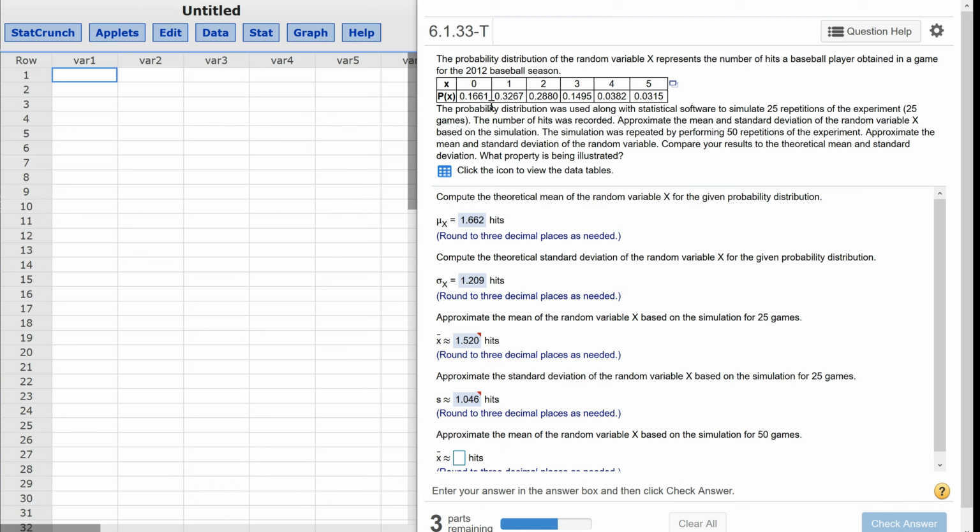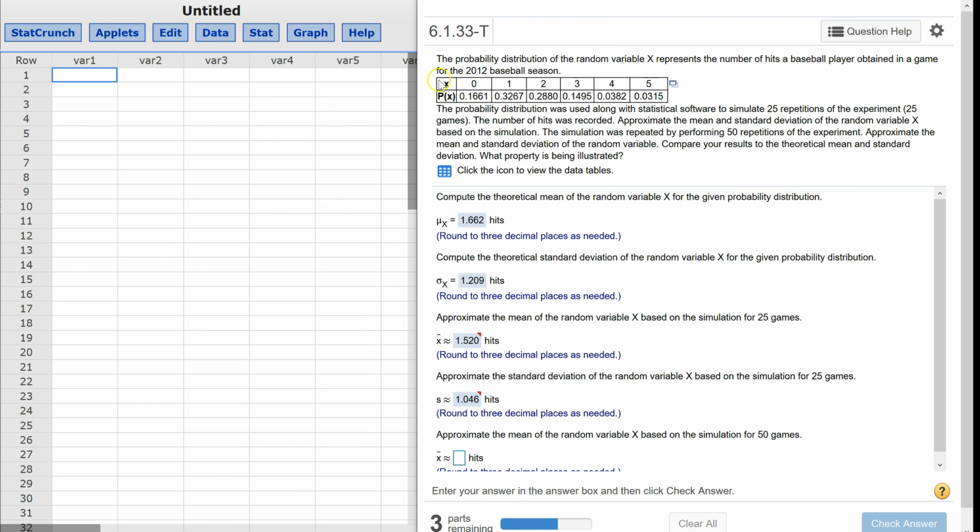So this is essentially the population versus a sample. Then it says the probability distribution was used along with statistical software to simulate 25 repetitions of the experiment. The number of hits was recorded. Approximate the mean and standard deviation of the random variable x based on the simulation. And the third part is where the simulation was repeated by performing 50 repetitions. So there's 3 sets of data here to answer 3 different parts of the problem.